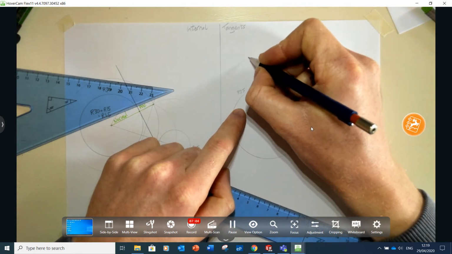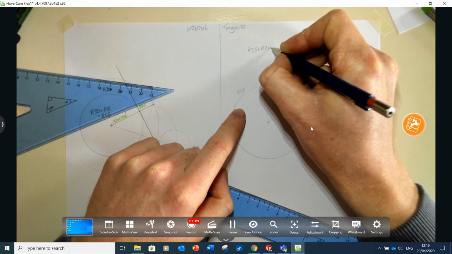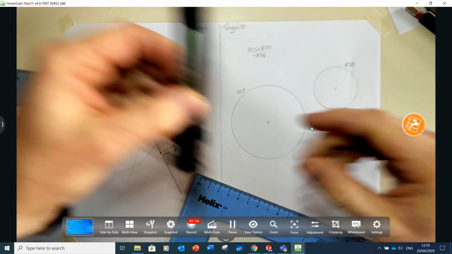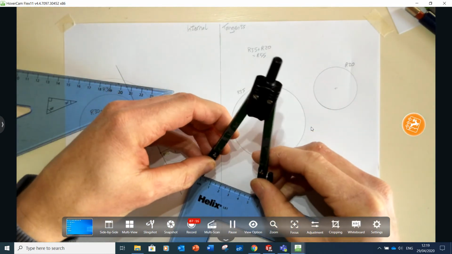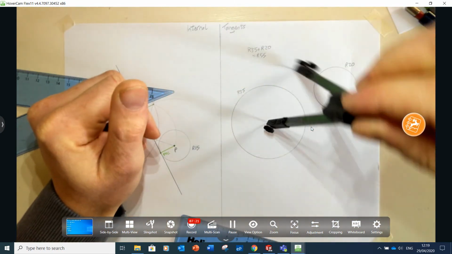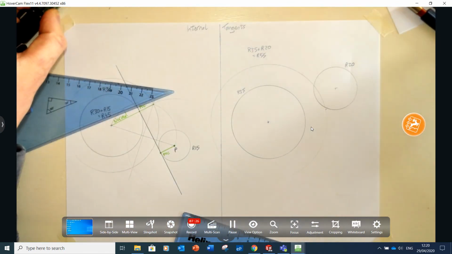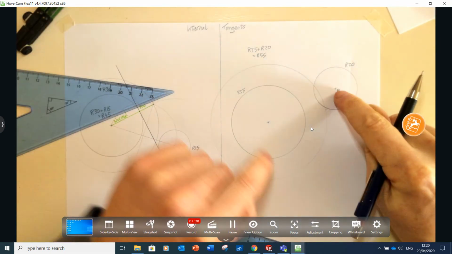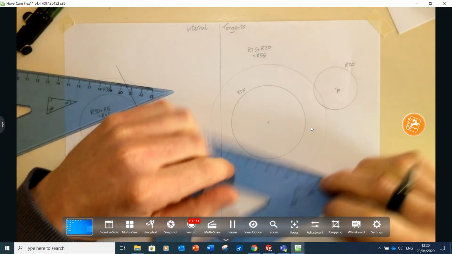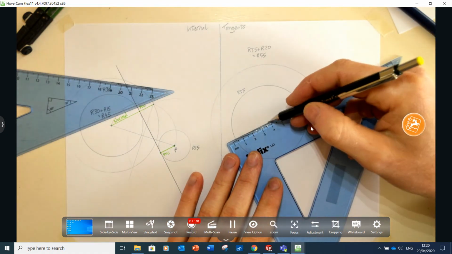So I'm going to add radius 35 plus radius 20, which is equal to 55. And I'm going to draw a larger circle, radius 55, like so. Next then, I'm going to call that point P, and I want to imagine I'm drawing a tangent from P which touches off that larger circle. So I would begin by joining P to the center of the circle.